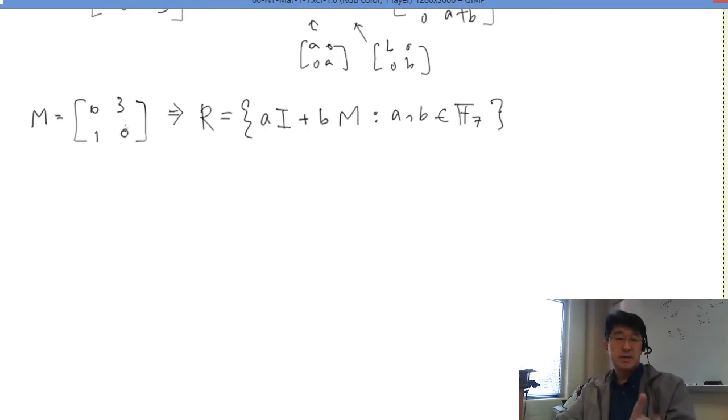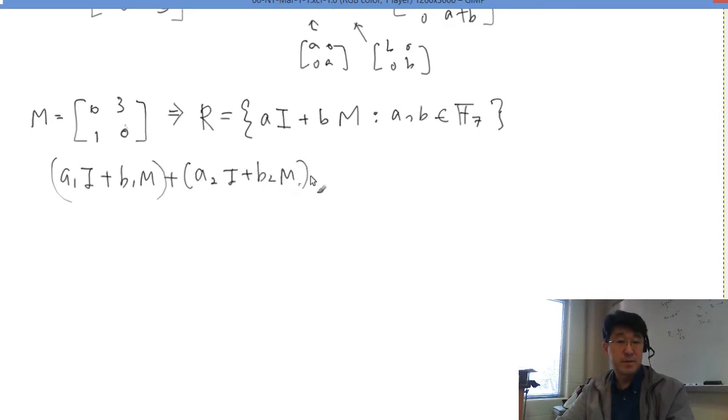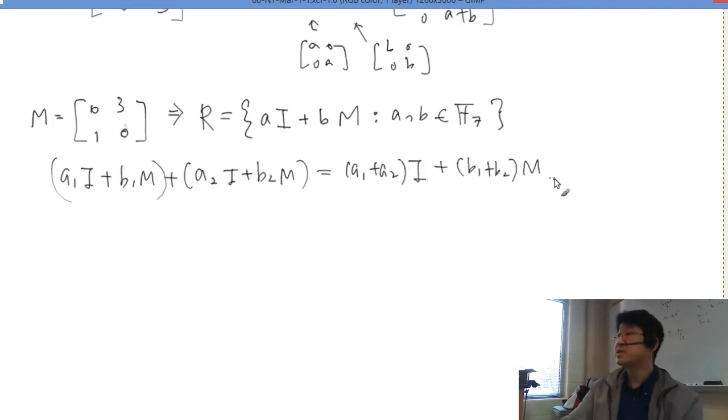Okay. Now, if you add 2 elements from that world, simply it's A1 times I plus B1 times M, and A2 times I plus B2 times M, things like that. You can add and multiply and subtract. You can do all kinds of arithmetic with the 2x2 matrices, right? Okay.